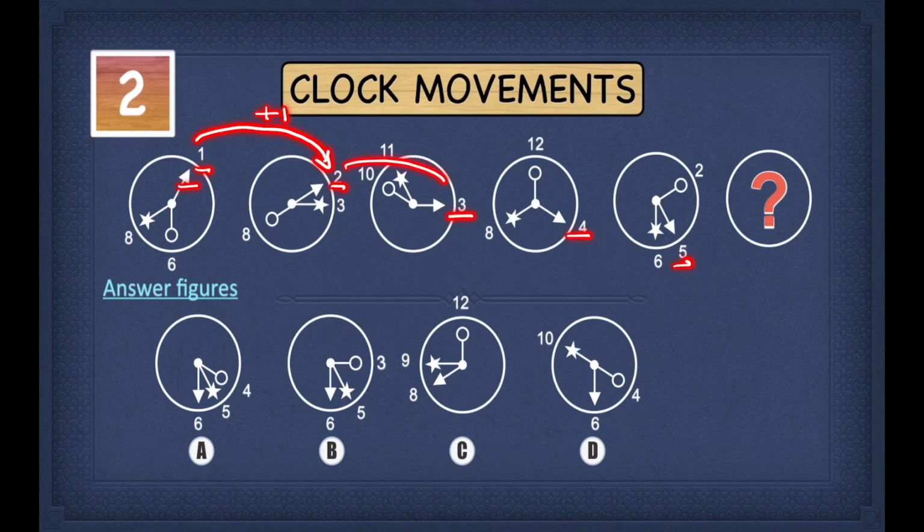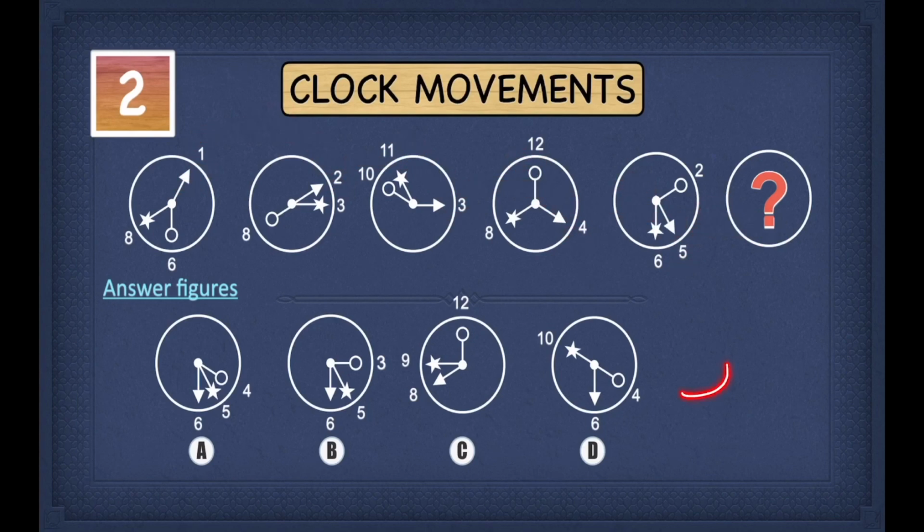To get from 2 to 3, we have to add 1. To get from 3 to 4, add 1. To get from 4 to 5, add 1 once again. So this means to find out which number our arrow points towards in the answer, we have to add 1 to the 5, which means we get 6. 5 plus 1 is 6.